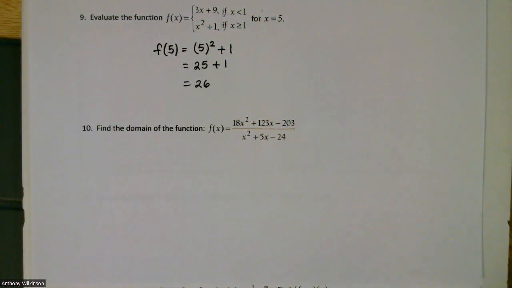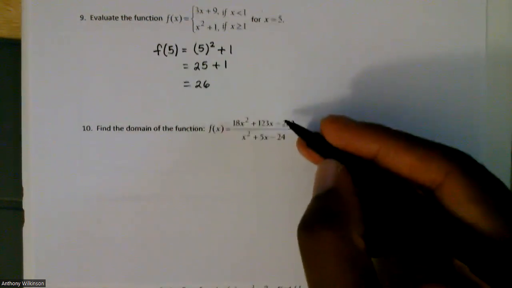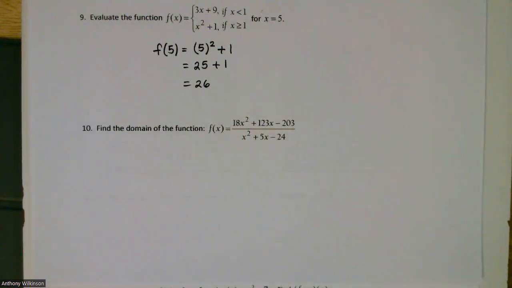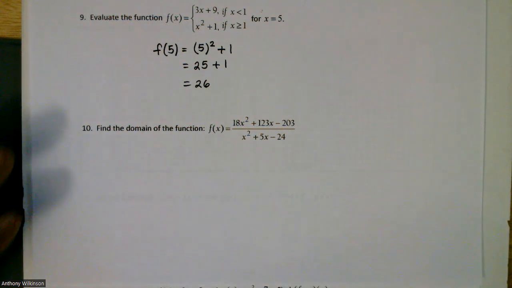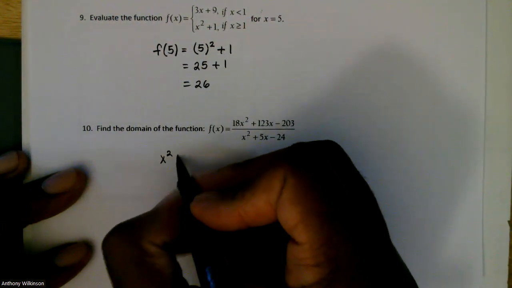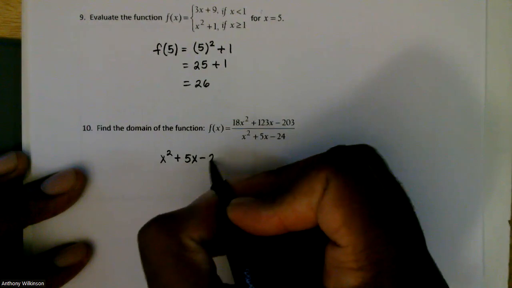All right, problem number 10 is to find the domain of the function f of x is equal to 18x squared plus 123x minus 203, all divided by x squared plus 5x minus 24. In this case here, I have a rational function. I have a numerator and a denominator. And in a rational function, you want to find out what values of x would give you a 0 in the denominator. So we're going to take our denominator, which is in this case x squared plus 5x minus 24, set that equal to 0.